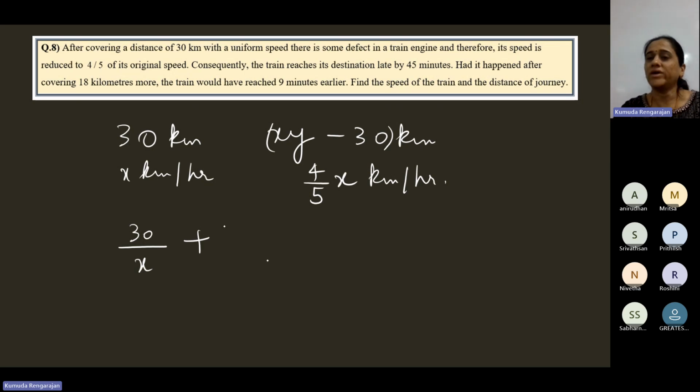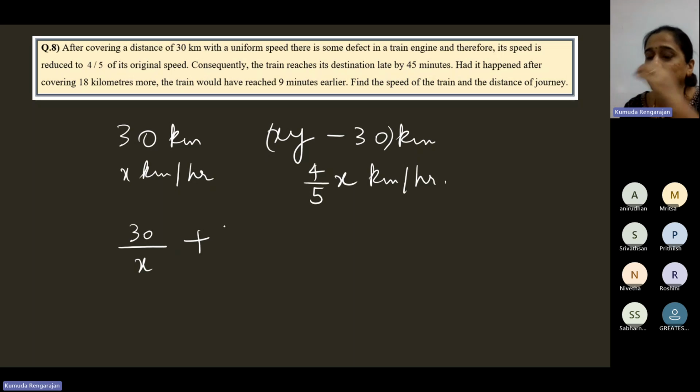We are writing the equation like this: time taken for the first 30 kilometers plus the time taken for the remaining xy minus 30 kilometers is the total time taken. And what's the total time taken? It should actually take only y hours, but now it's taking 45 minutes more. So it's y plus 45, but y is in hours and 45 is in minutes. So 45 by 60 is 3/4. So y plus 3/4 is now in hours.